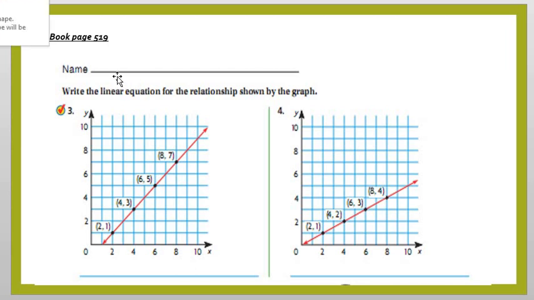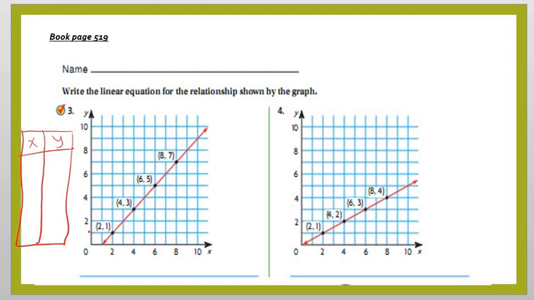We can make a simple table, okay, here, to find the relation between x and y. X, y. X equals 2, y equals what? 1. X equals 4, y equals what? 3. X equals 6, y equals 5. X equals 8, y equals 7.